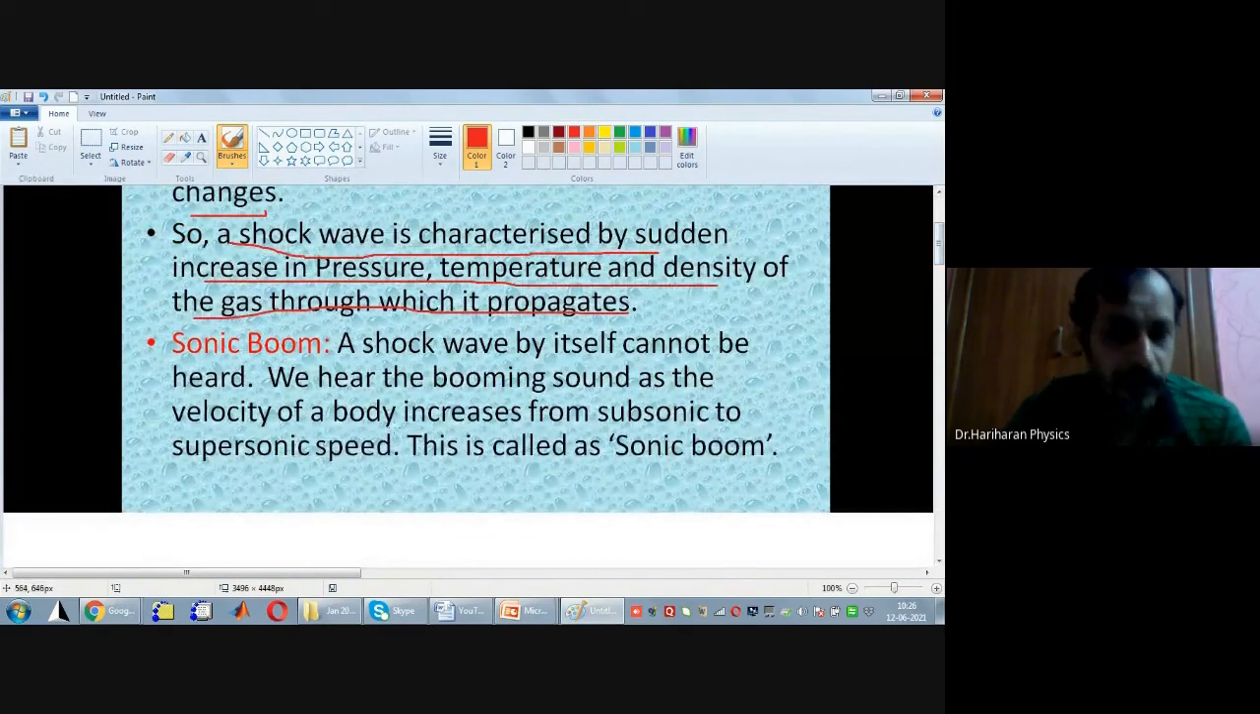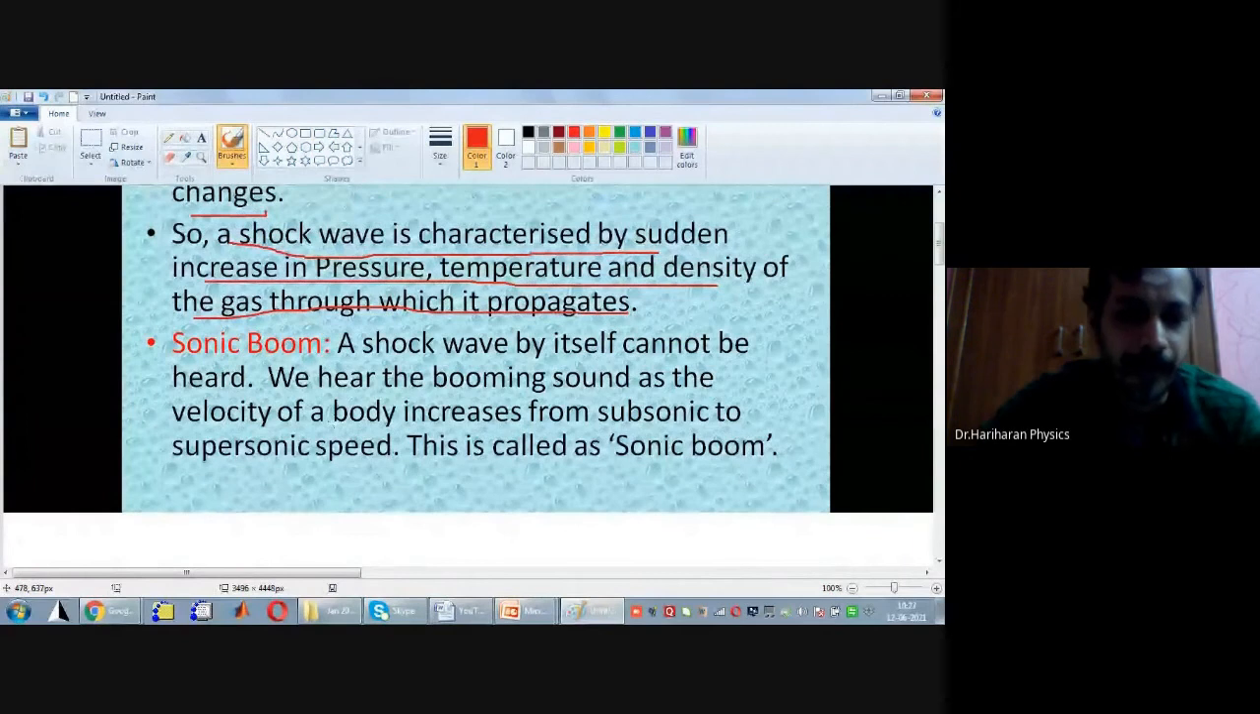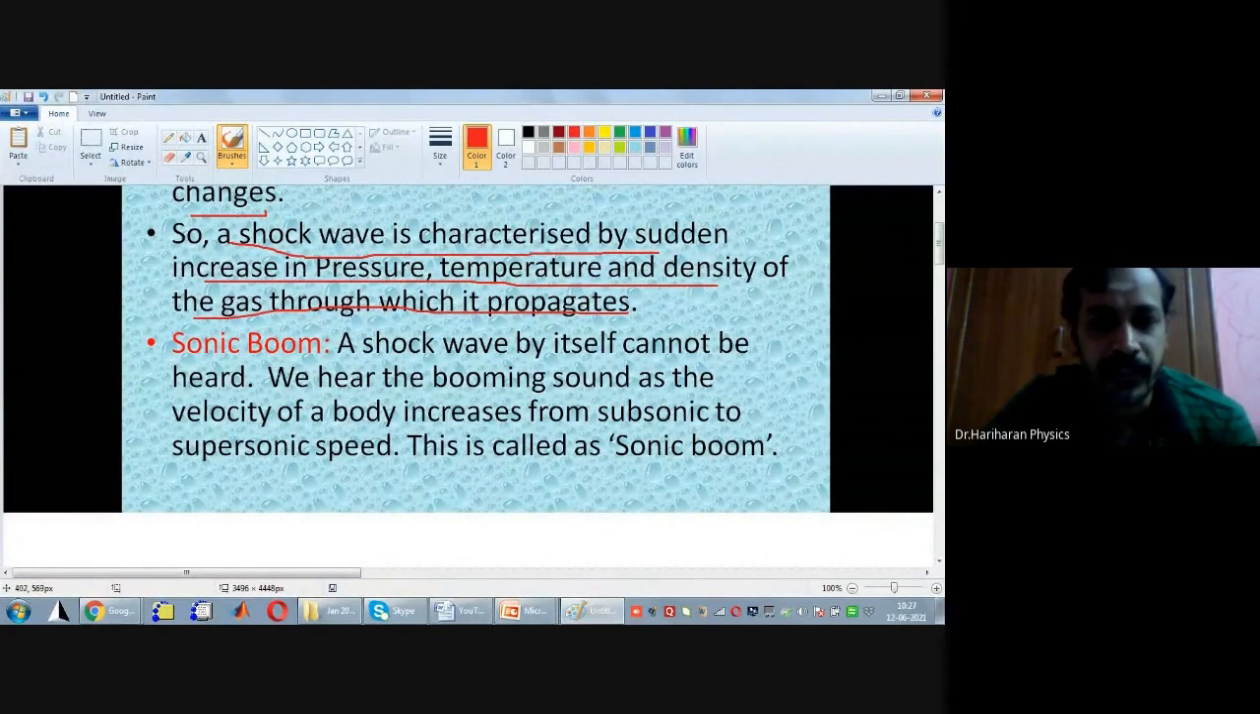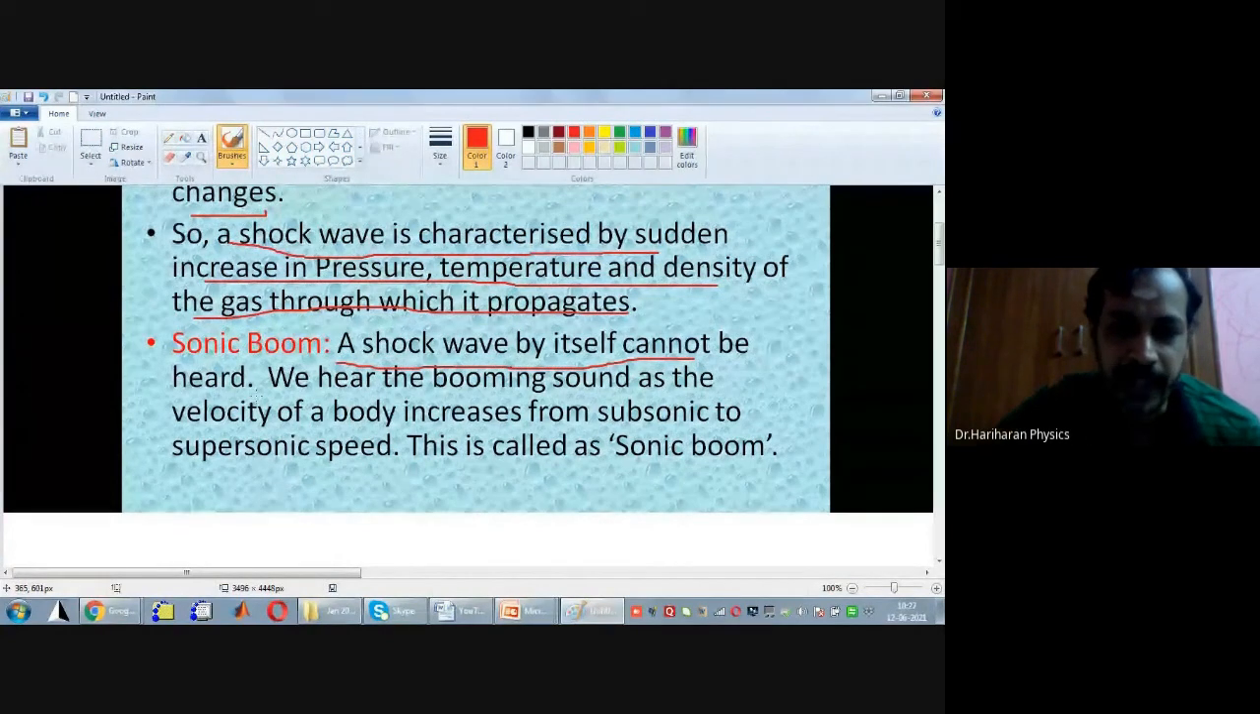So if a bomb explodes, what is the sound we get? We hear the sound as boom. So that sound we call it as what? Sonic boom. So what is a sonic boom? A shock wave by itself cannot be heard. What you hear is the booming sound. If the bomb explodes, it is not the sound of a bomb. It's actually the booming sound of the expanding gases.